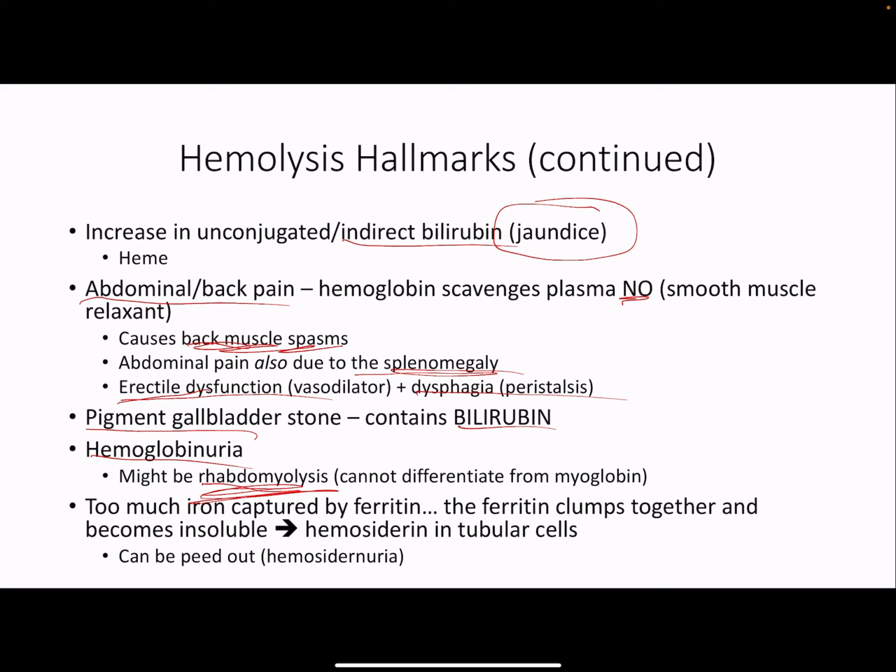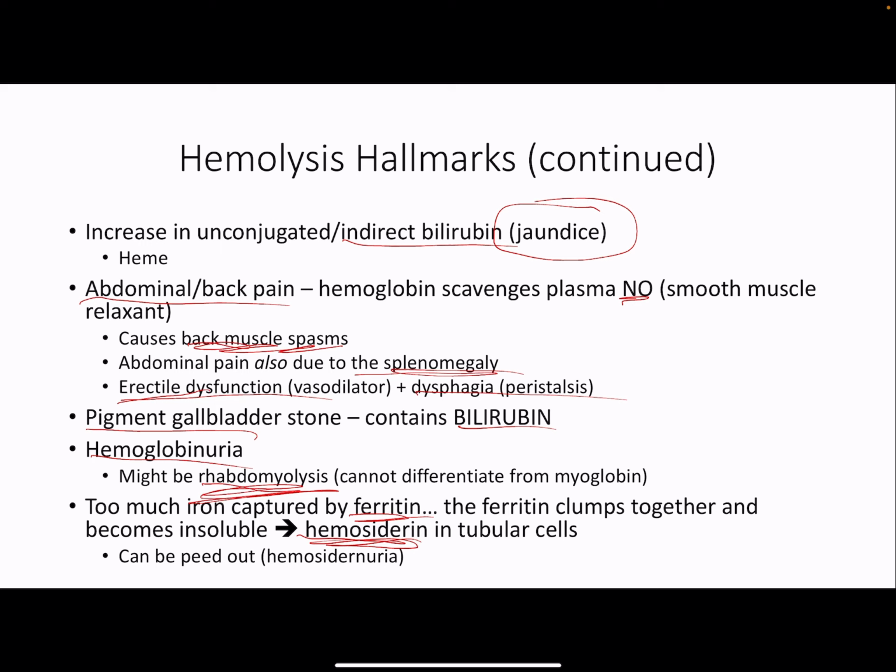And your red blood cells dying, they're spilling out their guts, spilling out their hemoglobin. So we know that the globin proteins get captured by the haptoglobin, but then the heme gets recycled, and then the iron gets evacuated. The iron is going to get grabbed by ferritin. If there's too much ferritin grabbing too much iron, it might clump together and become insoluble. It becomes something called hemosiderin.